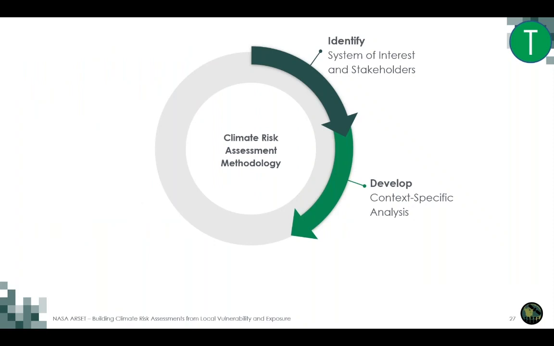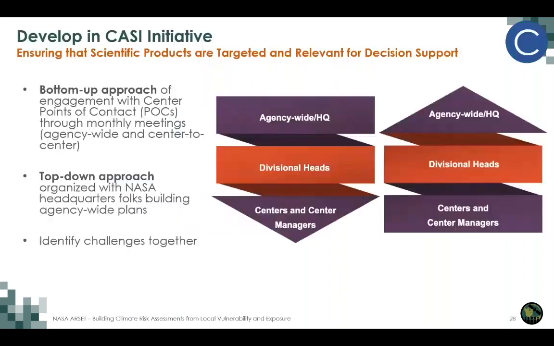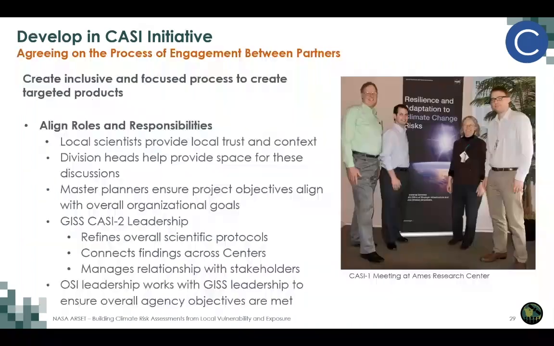The step two in our risk assessment is develop. Our goal in CASI is to develop context-specific analysis and products that are targeted and relevant to decision support. And one of the ways we achieve this is by combining bottom-up and top-down approaches in identifying challenges. We engage with the center managers to help organize center-to-center resilience, as well as NASA headquarters to help develop an agency-wide perspective to risk. Our focus has always been on developing an inclusive process of engagement.